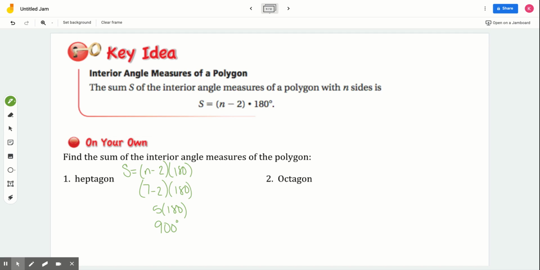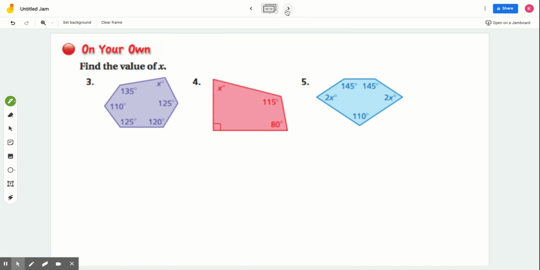Go ahead and try number 2 now. Again, we want to start with that formula, n minus 2 times 180. An octagon has 8 sides. 8 take away 2 is 6. And 6 times 180 would be 1080 degrees. Now, let's take a look at a few more examples.